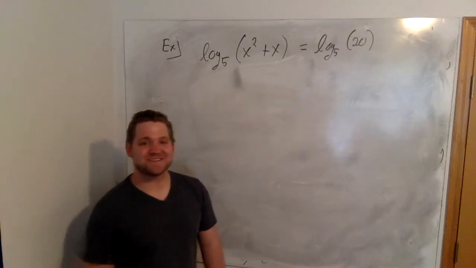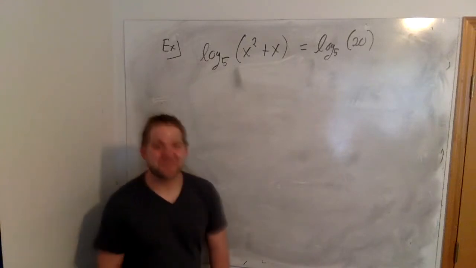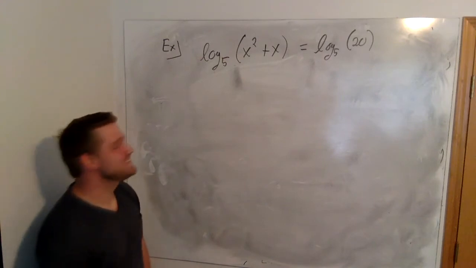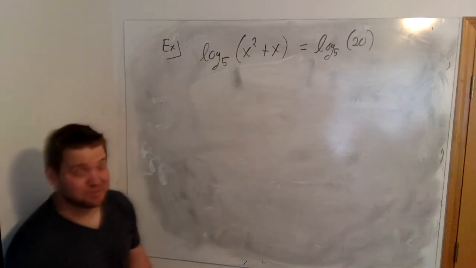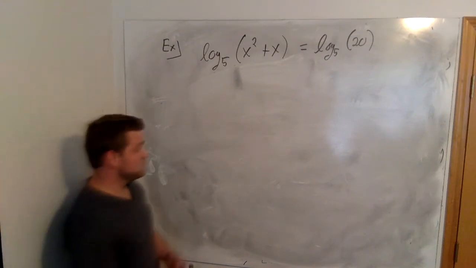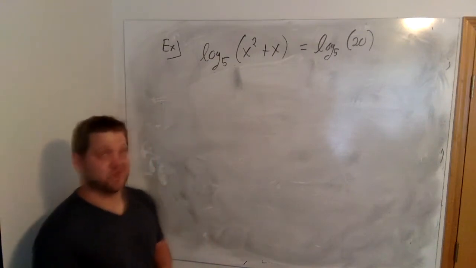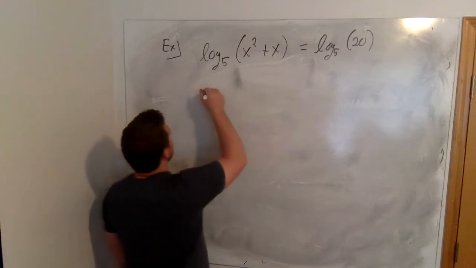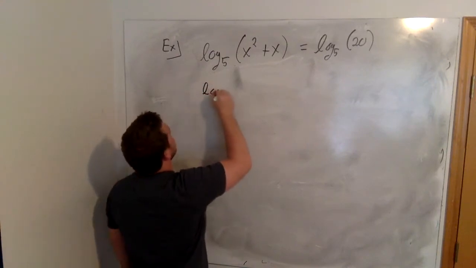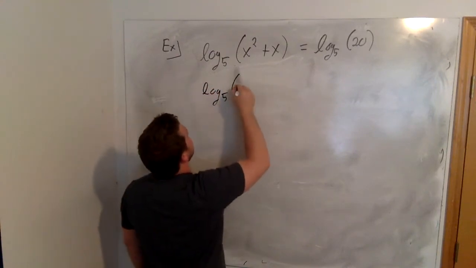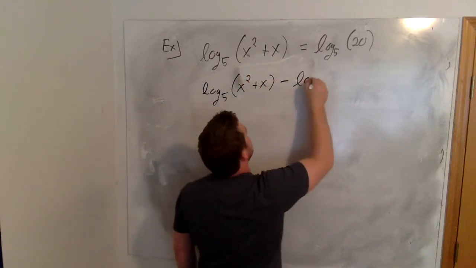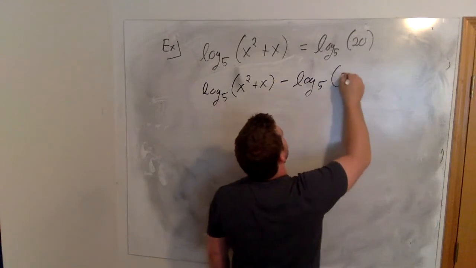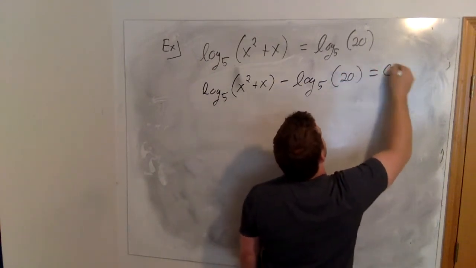Okay, let's go ahead and try this next example. Go ahead and pause the video and give it a shot on your own before we do it together. Okay, there are 2 ways we could solve this problem. Okay, the first way is we could just try to isolate the logs on one side. So one approach will be saying log base 5 of x squared plus x minus log base 5 of 20 is equal to 0.